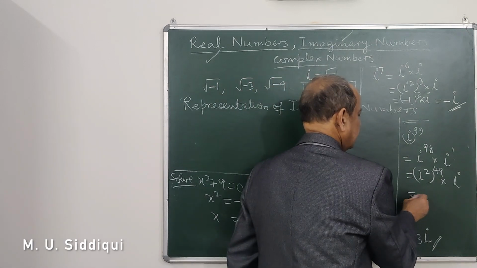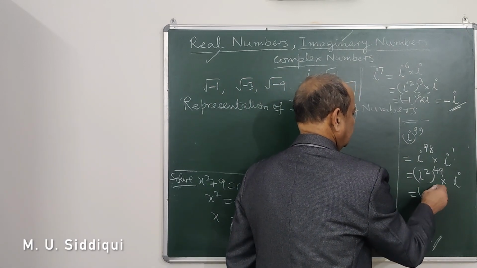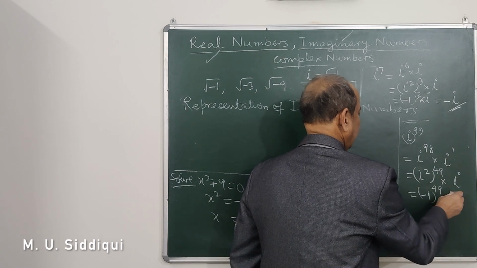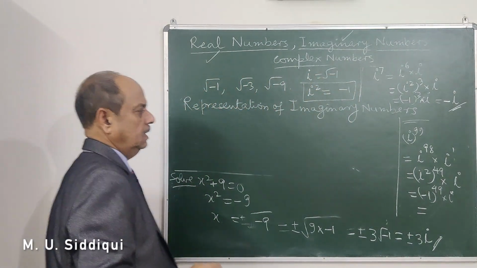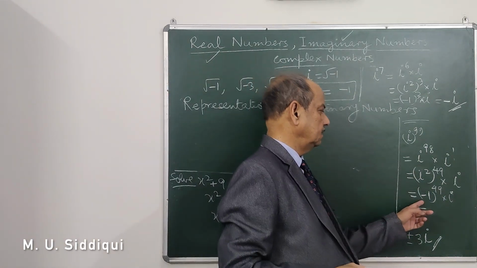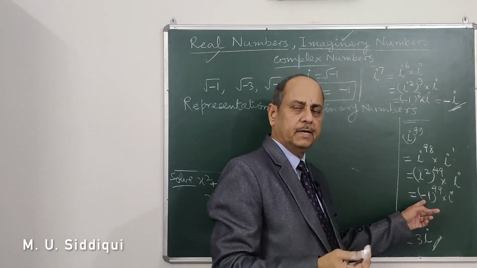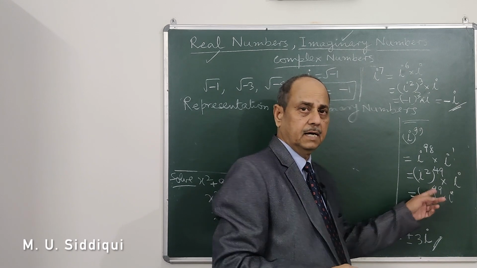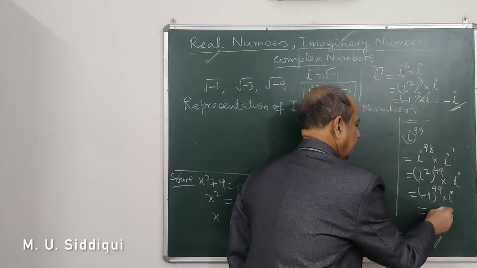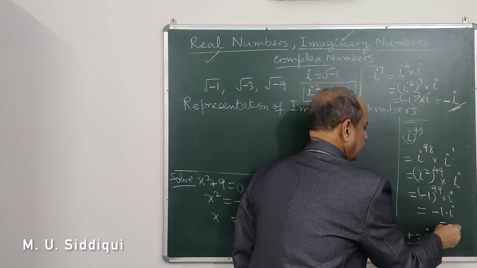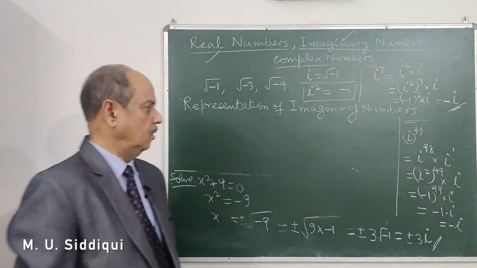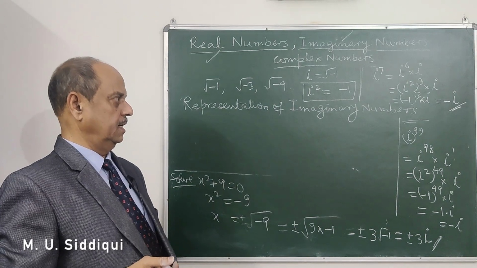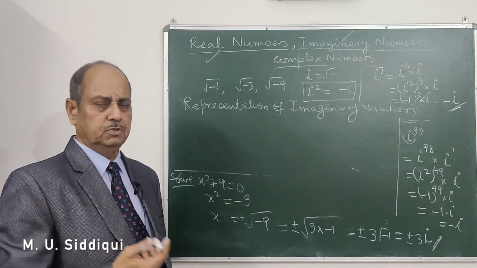So, i squared is minus 1, raised to power 49, into i. This minus 1 raised to power 49, which is an odd number power, is minus 1. So minus 1 into i, or simply minus i. This is how you can simplify a few more of these quantities using i.